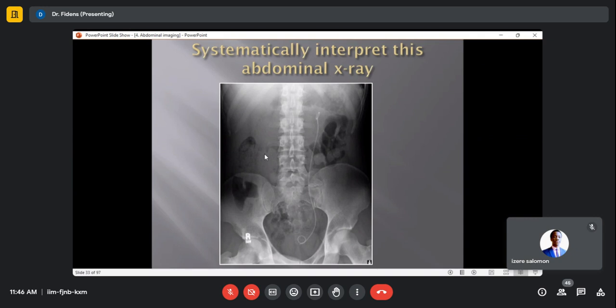It's not intestinal obstruction, because intestinal obstruction, maybe we'll discuss about it. We'll see many images here. They are indicated by something else.